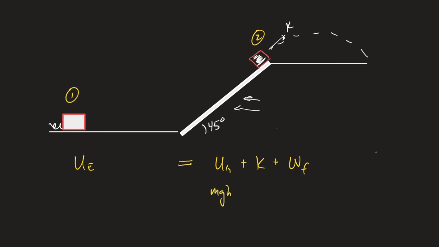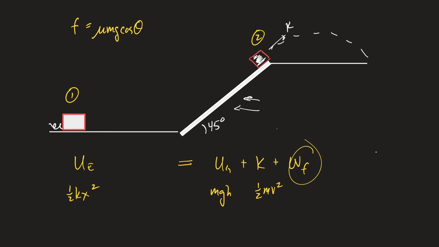Now, to be perfectly honest, I'm blazing through the parts of this that are hard, meaning this one's not. mgh, no problem. You can figure out how high it is. 1/2 kx squared, that shouldn't be a problem. You guys can do that. 1/2 mv squared, still not a problem. I mean, come on, the work done by friction. There's no way around the fact that I have to find out that a frictional force equals mu mg cosine theta. You're going to have to do that.